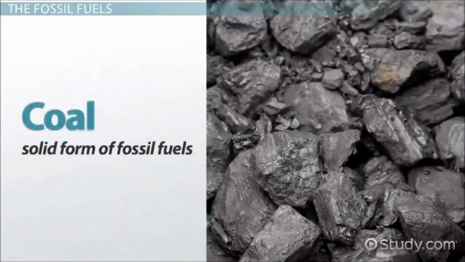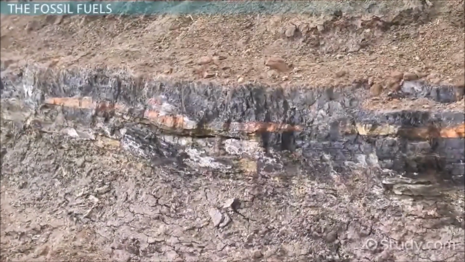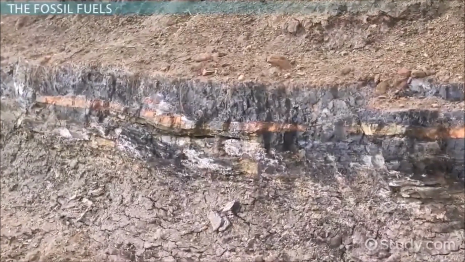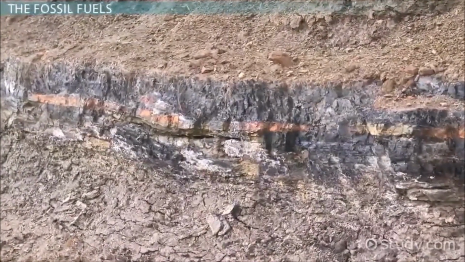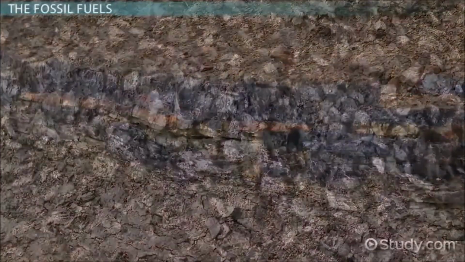Coal is a solid form of fossil fuels. Unlike oil and natural gas, coal forms from ancient plant-filled swamps that have since been covered for millions of years by sediment. All this organic material, carbon, cooks for millions of years and eventually becomes coal.